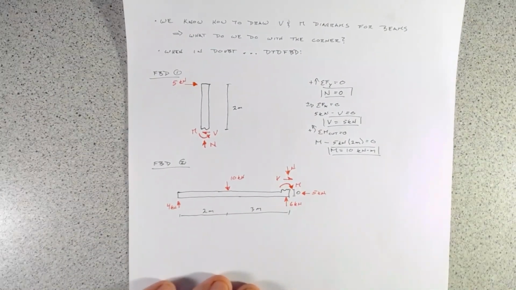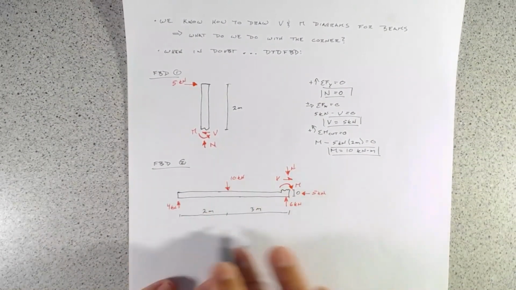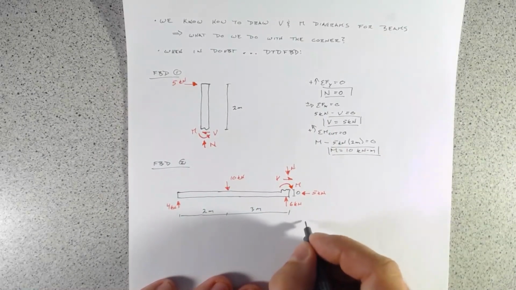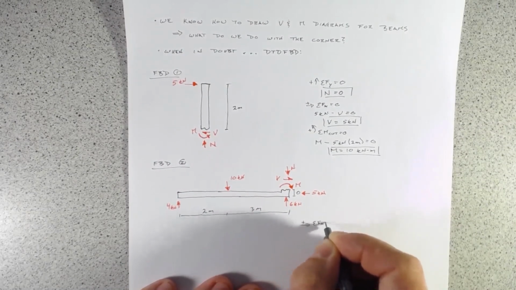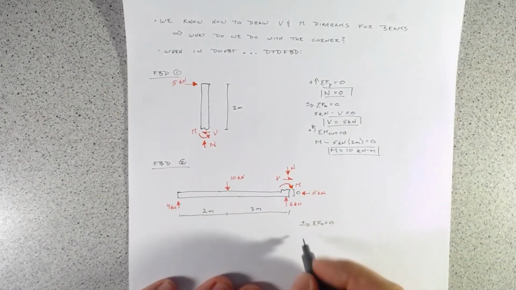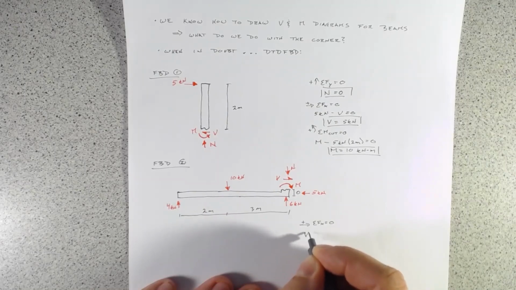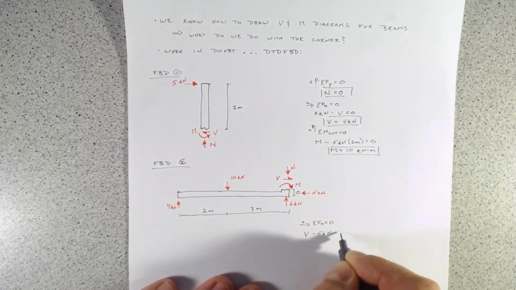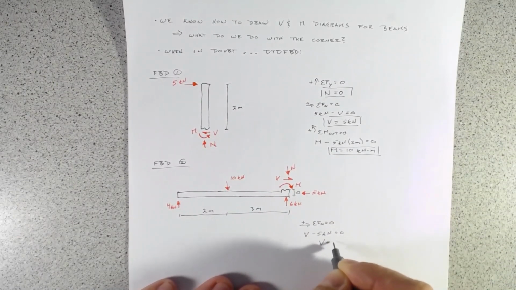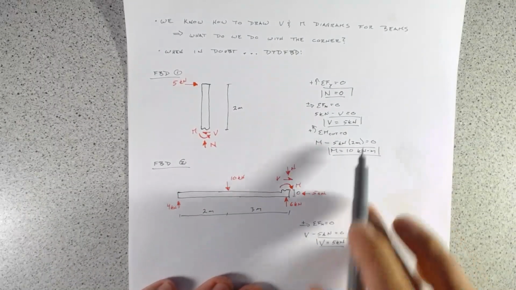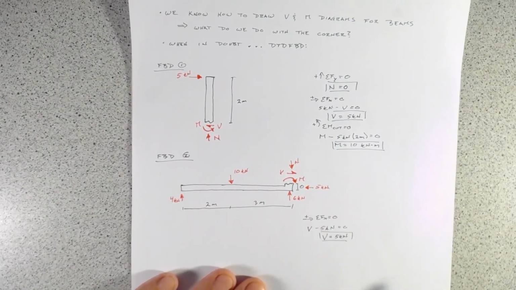So looking at the equations of equilibrium for this free body diagram, we'll start again with the x direction. So the sum of the forces in the x equals 0. We have a shear force, V, and we have a negative 5 kilonewtons, and that equals 0. So shear force equals 5 kilonewtons, which matches what we see up above here.